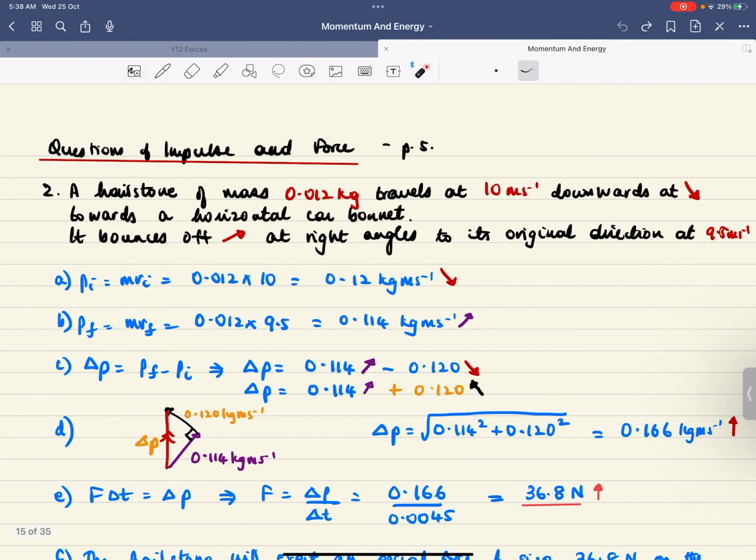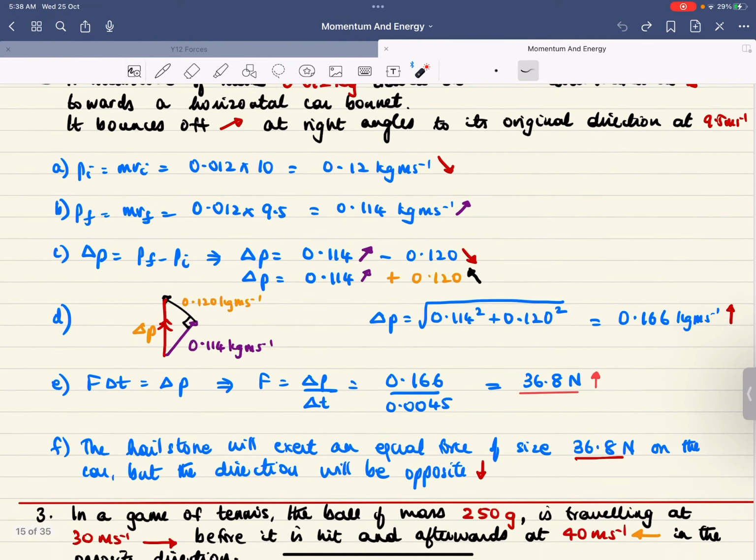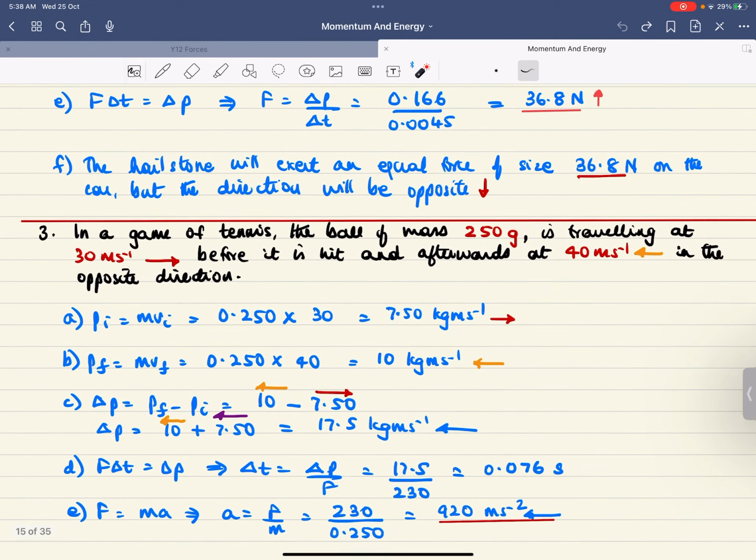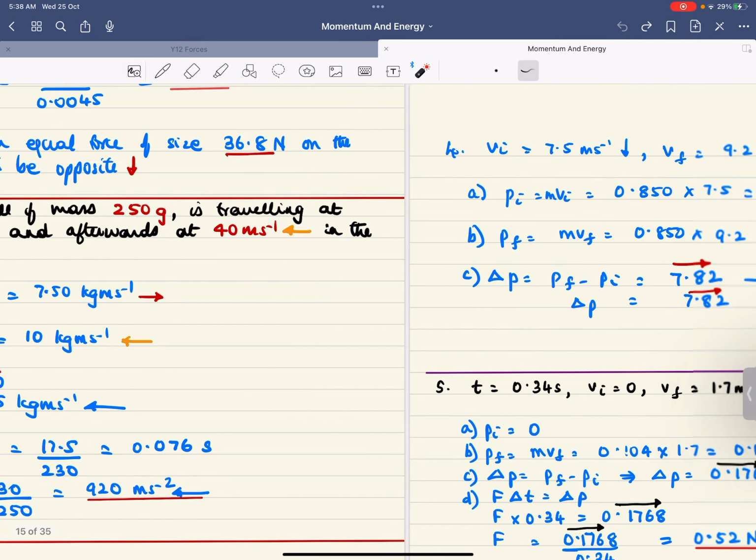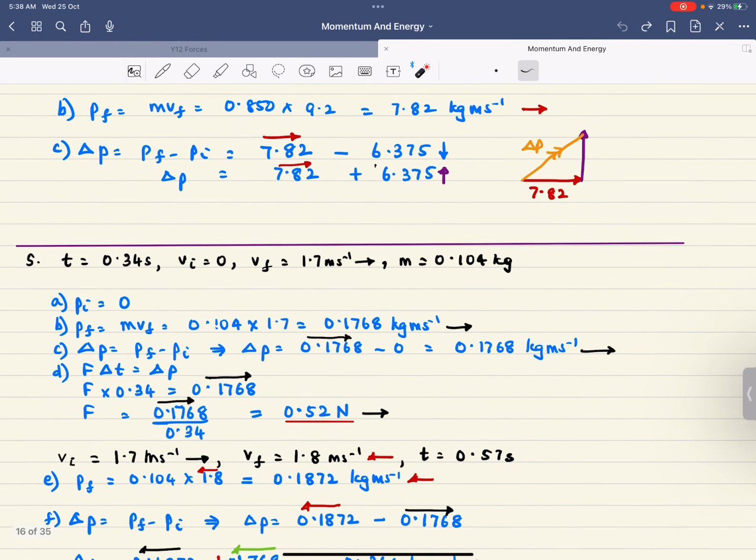And here are some questions on impulse and force if you would like to take a look at them and check your answers and work through. So here's some more here for you.